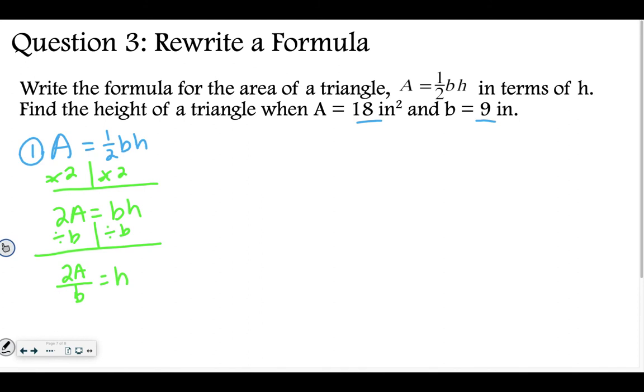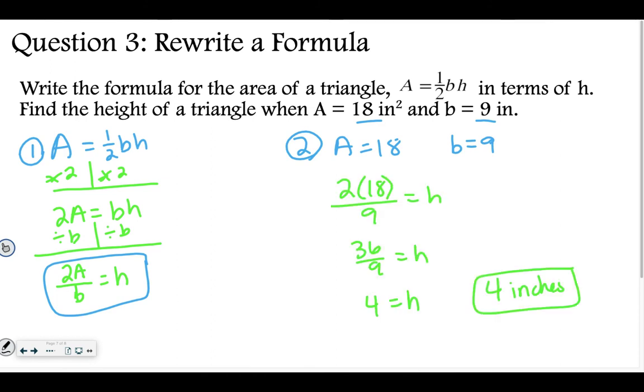Okay, hopefully you ended up with 2A over B equals H as the first part of your answer. Now that you have that, I want you to find the height of a triangle when A equals 18 and B equals 9. Good luck. All right, for that problem, hopefully you ended up with H equals 4. You can see my work right over there. If you have questions, please be sure to raise your hand and ask for some help.